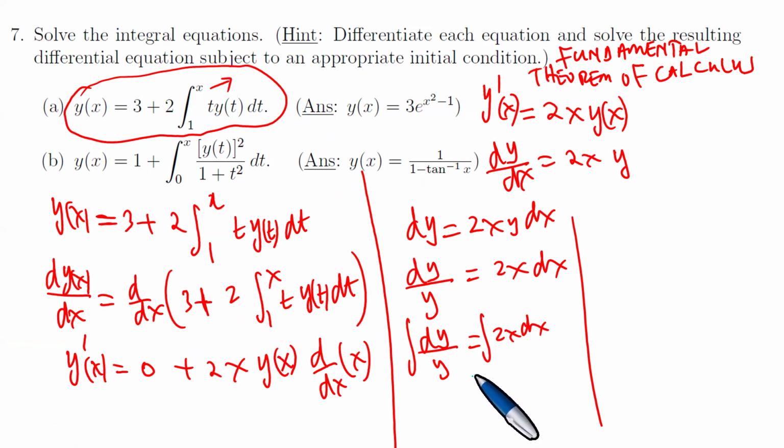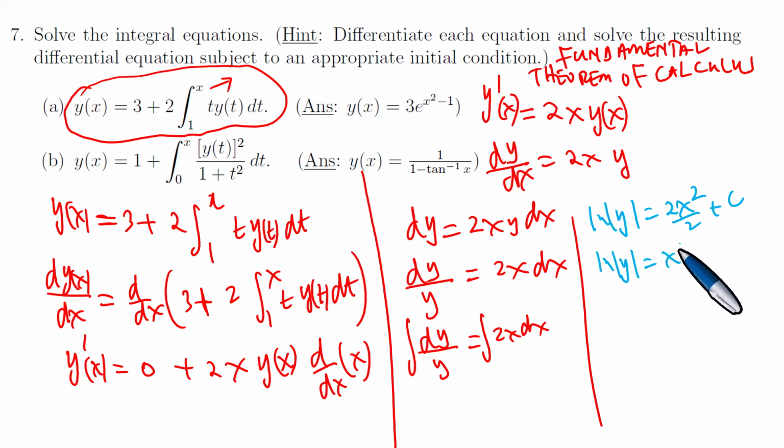Okay, good. So now we integrate. The integral of dy over y becomes ln of y, which is exactly 2x squared over 2 plus c, which is x squared plus c. And then at this point, what are we supposed to do? You need to use an appropriate initial condition, because we need to be able to get the value of c.